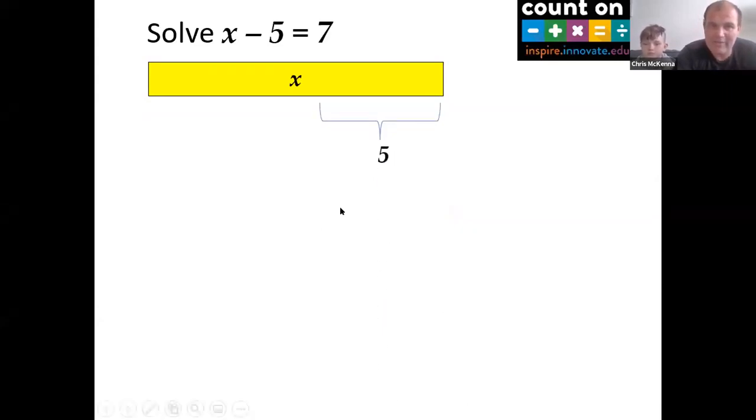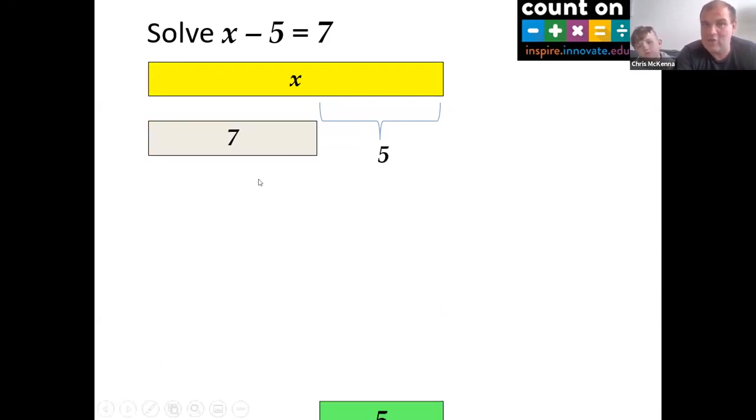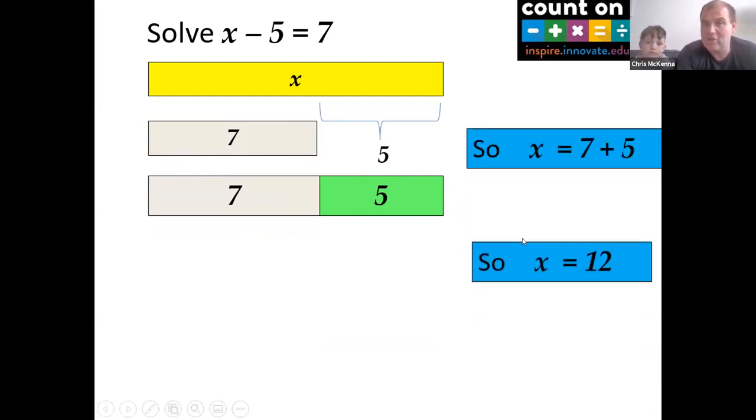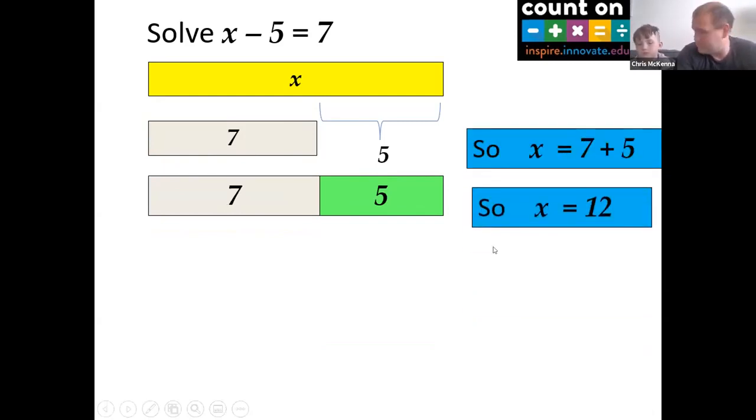So I'm starting with x. If I take off a bit that's 5, I'm left with 7. So if I start with a bit x and I take off 5, I'm left with 7. So that means if I put that 5 onto this bit here, we can see x is equal to this 7 plus this 5. So the answer is 12.